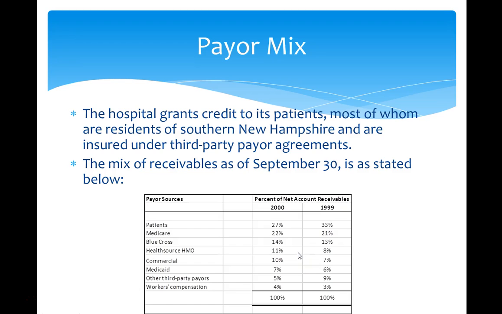HMOs tend to pay less, but they had a good increase in their commercial business, which is good. That tends to pay more. Medicaid went up a little bit, and other third-party payers went down, and a little increase in workers' compensation. So overall, there wasn't a huge change in their payer mix from year to year.